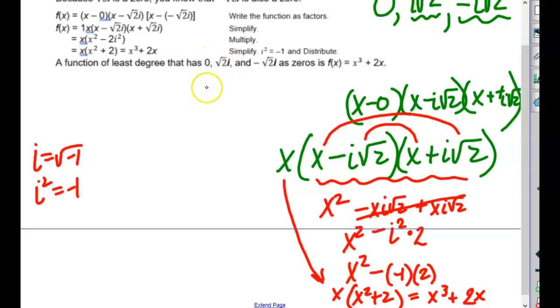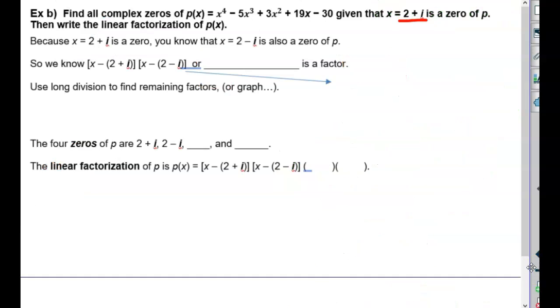All right, so again, they told us 0 and square root of 2i. That means we knew negative square root of 2i also had to be a 0. We wrote them as factors, then we FOILed it together, and they wound up with this in standard form. You don't have to get all the way to standard form for the ones we're going to do in a minute here.